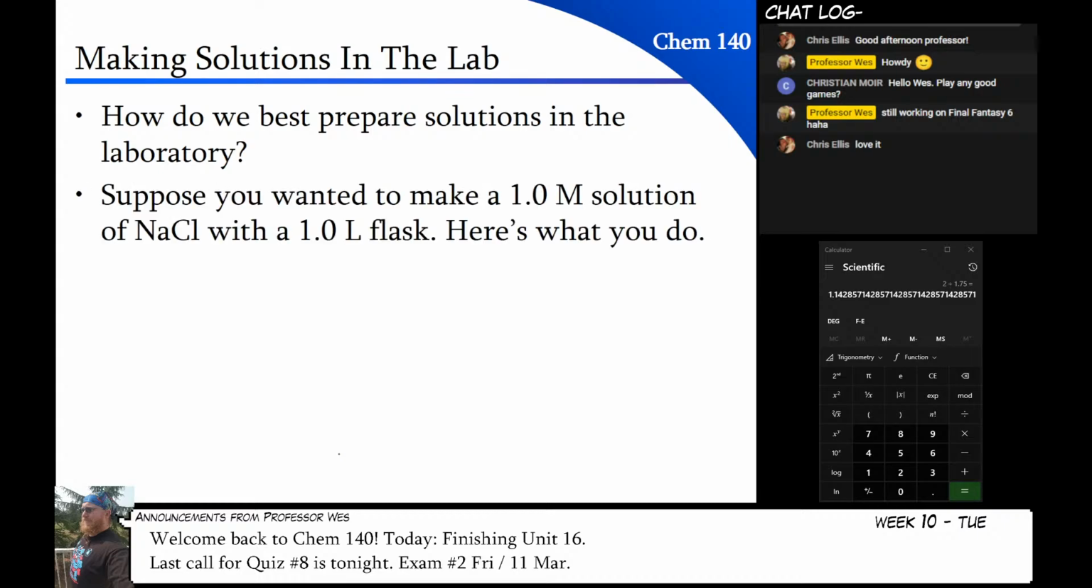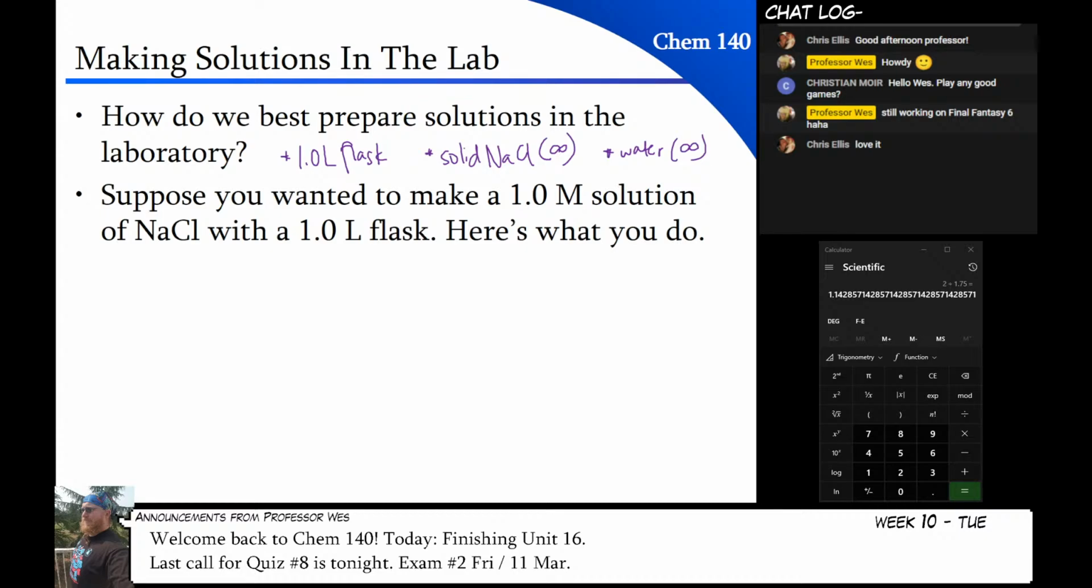So let's suppose I wanted to make a 1 molar solution of sodium chloride, and I give you the following things. I give you a 1 liter flask. I give you infinite solid sodium chloride. And I give you infinite water. Now, obviously not infinite water or sodium chloride, because that's not a real thing, but I give you far more than you would ever need to make this solution. What would you do with these components? How would you do this process?